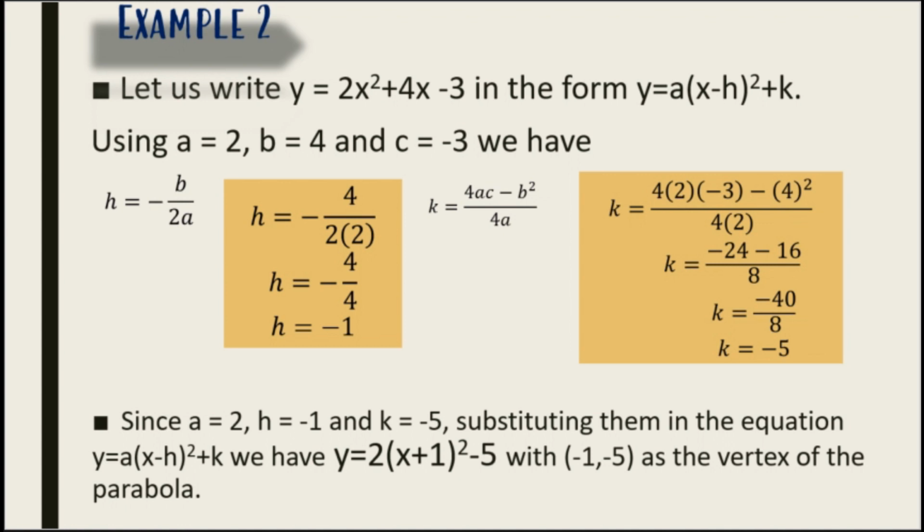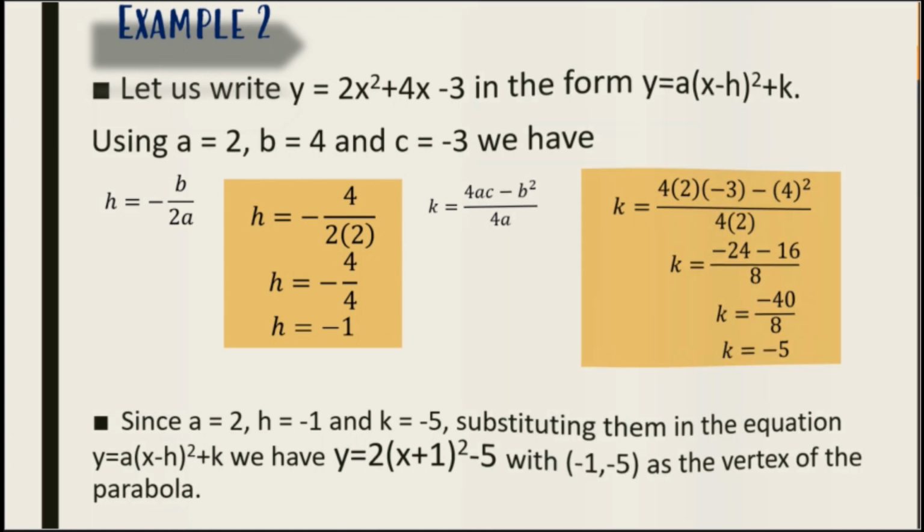Then substitute the values of a, h, and k in y equals a quantity x minus h quantity squared plus k. So since a is equal to 2, h is equal to negative 1, and k is equal to negative 5, substituting them in the equation, we have y is equal to 2 quantity x plus 1 quantity squared minus 5 with the point (-1, -5) as the vertex of the parabola. So, y is equal to 2x squared plus 4x minus 3 can be written as y is equal to 2 quantity x plus 1 quantity squared minus 5.